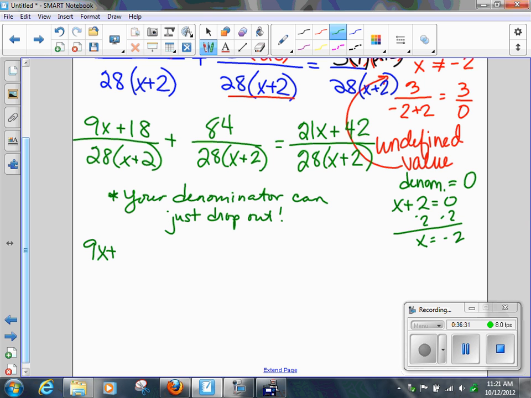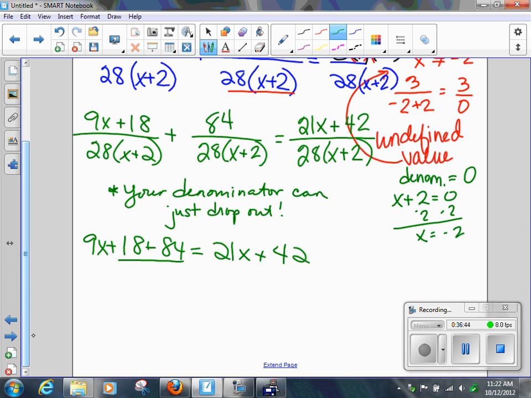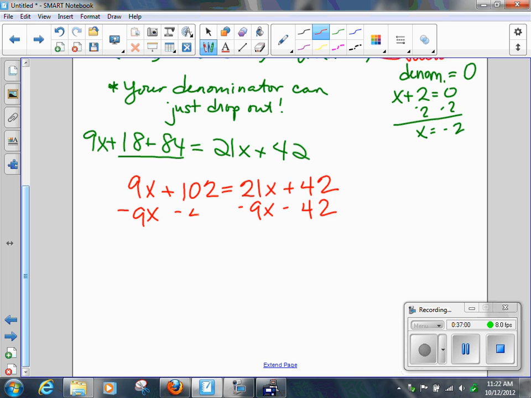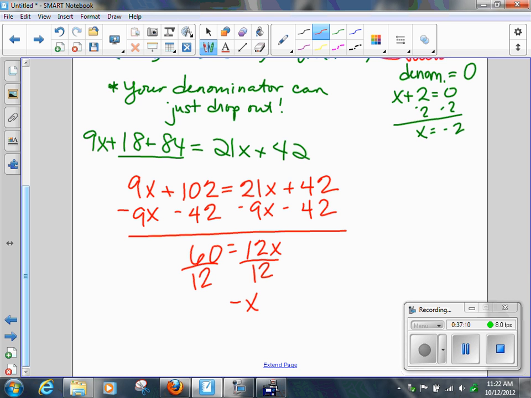But now I'm just going to write 9x plus 18 plus 84 is equal to 21x plus 42. And folks, from here on out, you better get the right answer, because this is Algebra 1, folks. 9x plus 102. Is that right? I'm going to subtract 9x and then subtract 42, which is going to give me 60 equals 12x. And I'm going to divide by 12. So x is equal to what? How many of you got that? Okay. x is equal to 5.